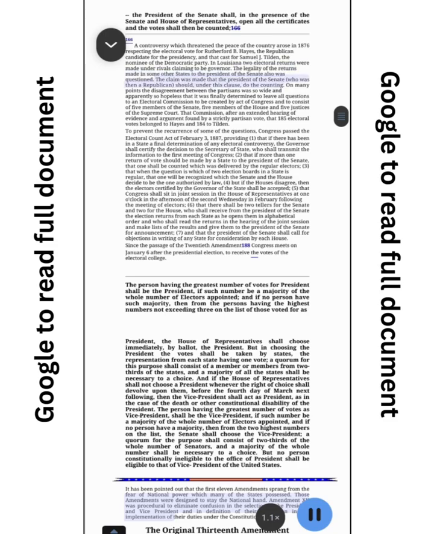The claim was made that the President of the Senate, who was then a Republican, should, under this clause, do the counting. On many points the disagreement between the partisans was so wide and apparently so hopeless that it was finally determined to leave all questions to an electoral commission to be created by act of Congress and to consist of 5 members of the Senate, 5 members of the House and 5 justices of the Supreme Court.